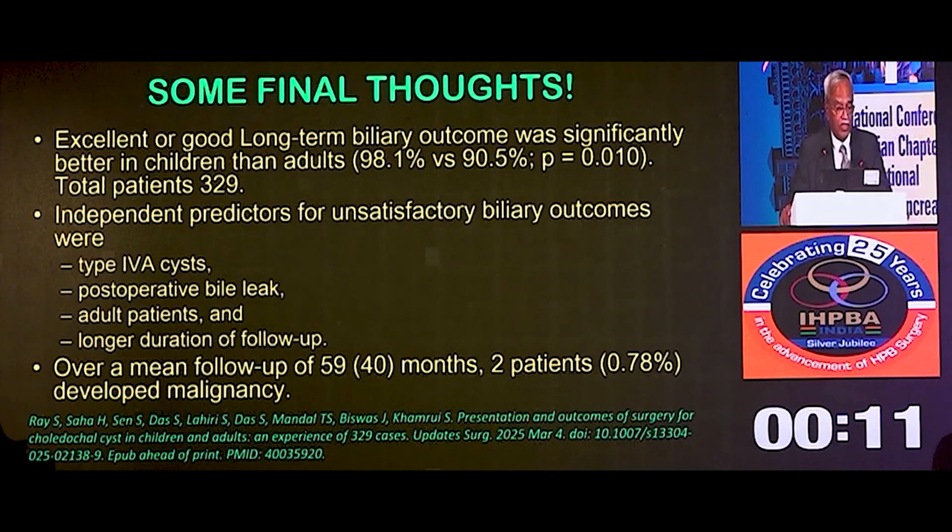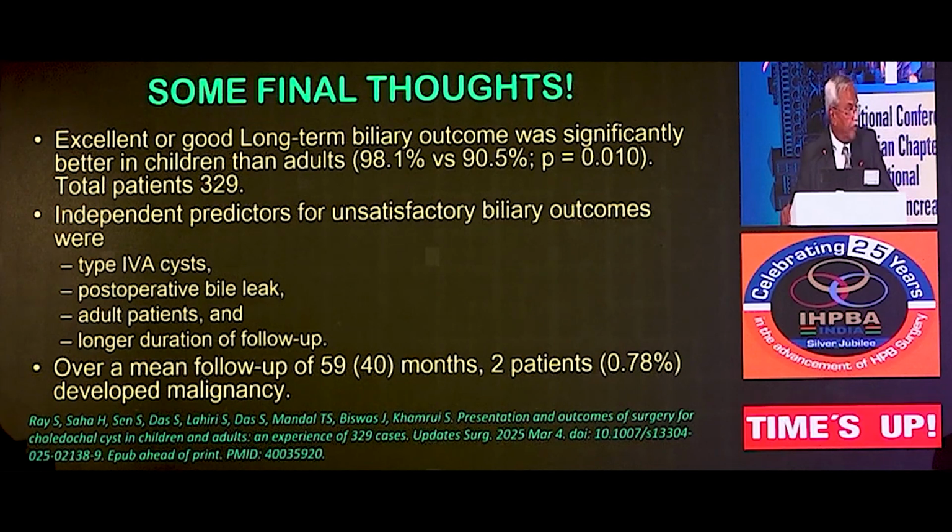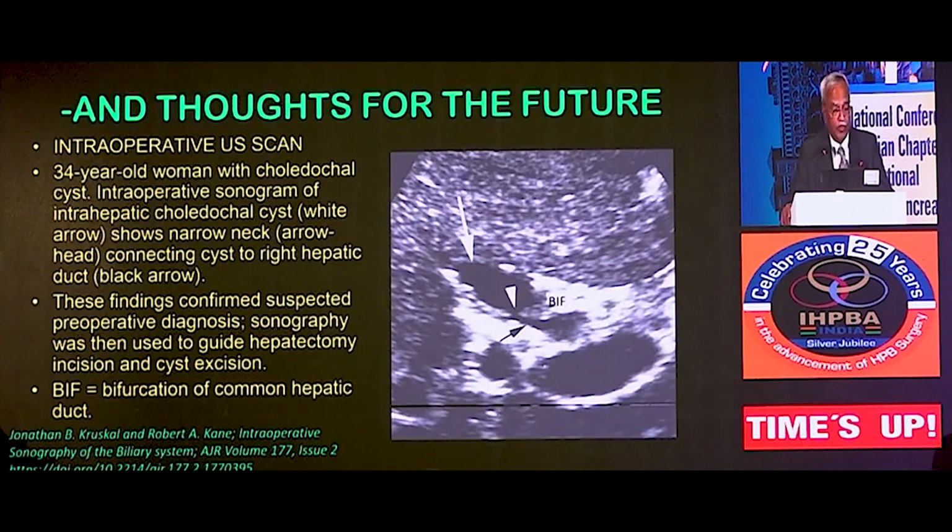So, some final thoughts. Excellent, good long-term biliary outcome in that series from Calcutta. Independent predictors were type 4A cyst, post-op bile leak, adult patients, and longer duration of follow-up. Over a mean follow-up of 59 months, 2 patients developed malignancy. And thoughts for the future: because we've acquired a robot, and we've also acquired an intraoperative radial ultrasound scan, you can find out whether there's a stricture or a narrowing in the hepatic ducts and tailor your treatment accordingly.